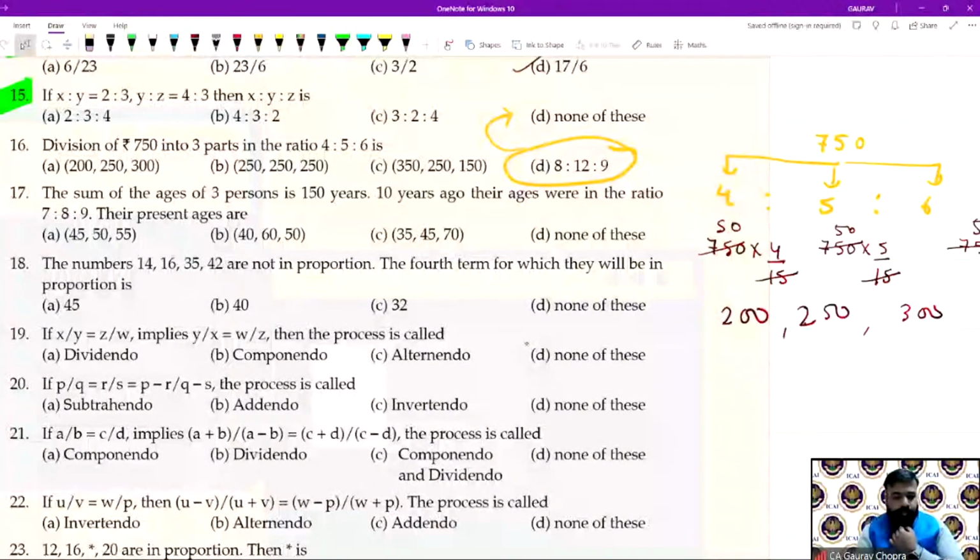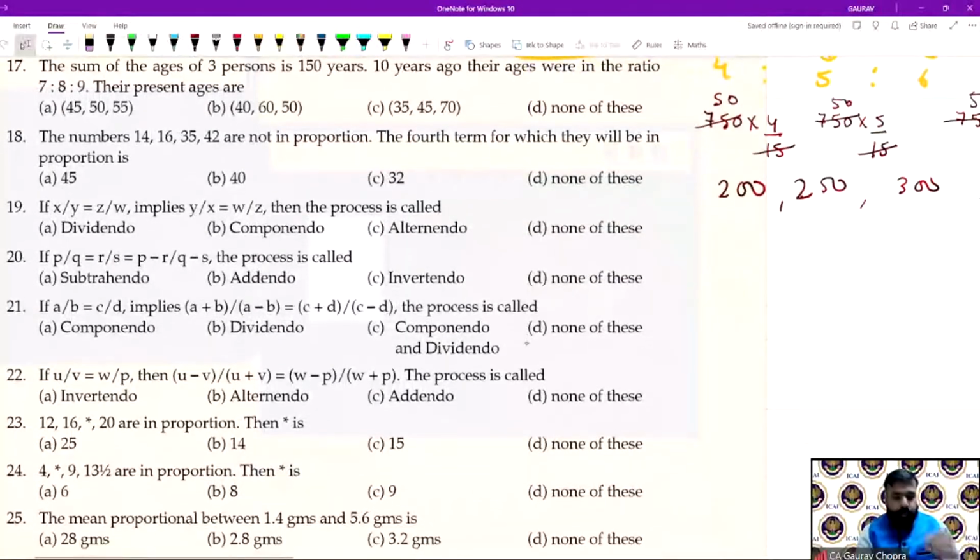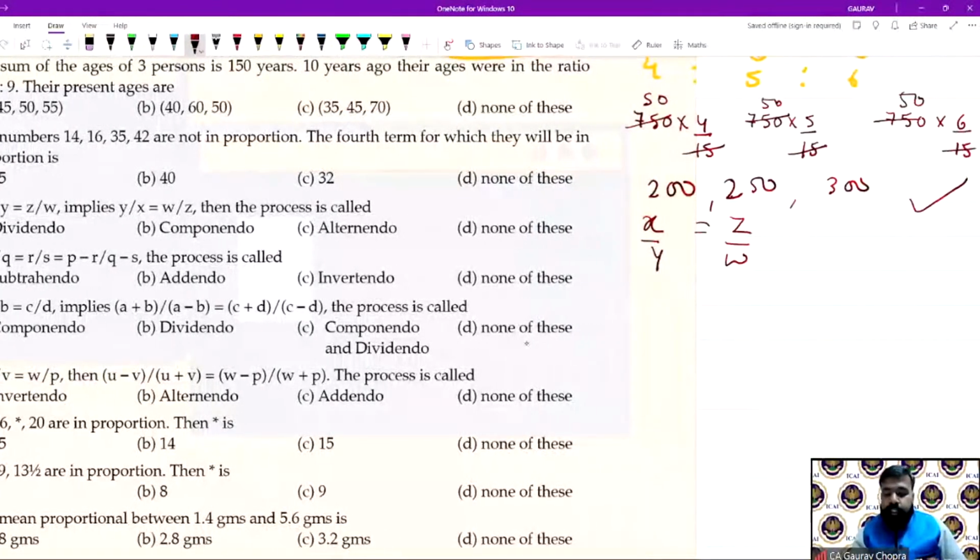Now, again, 17 is similar. You can do this. Then question number 18 is also a similar proportion that we have done. 19. In 19, you can say that this process is known as what? X upon Y is equal to Z upon W. And if it is written as Y by X equal to W by Z, we have interchanged their positions. So this is known as what?